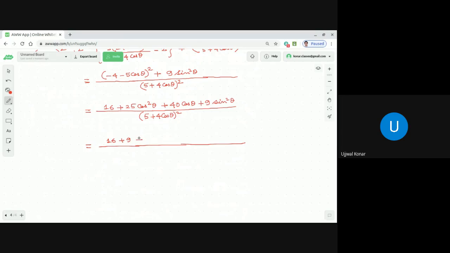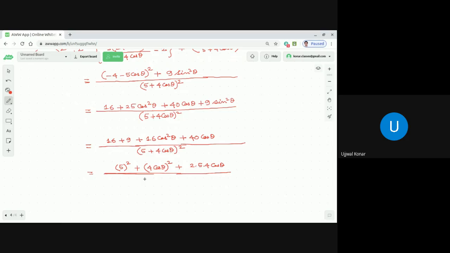Then after that, what are we left with? 16 cos square theta plus 40 cos theta, divided by (5 plus 4 cos theta) whole square. So now what are we getting, dear students? 16 plus 9 is 25. 25 we can write as 5 whole square, 16 cos square theta we can write as (4 cos theta) whole square, and 40 cos theta we can write as 2 into 5 into 4 cos theta.